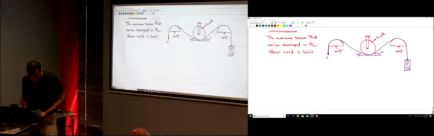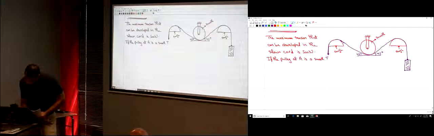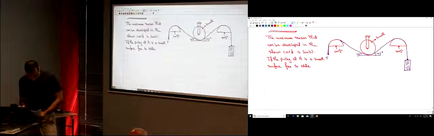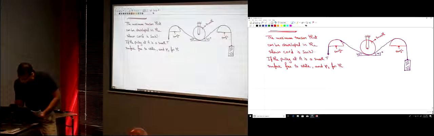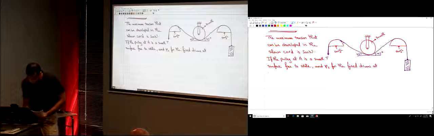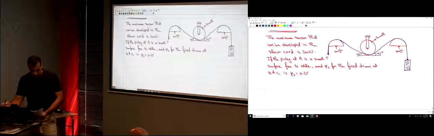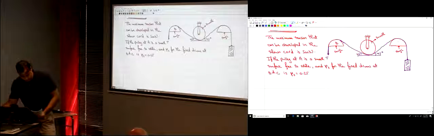It says here, if the pulley at A is a smooth surface free to rotate, and mu s for the fixed drums at B and C is 0.25. So this is B and this is C. Okay?